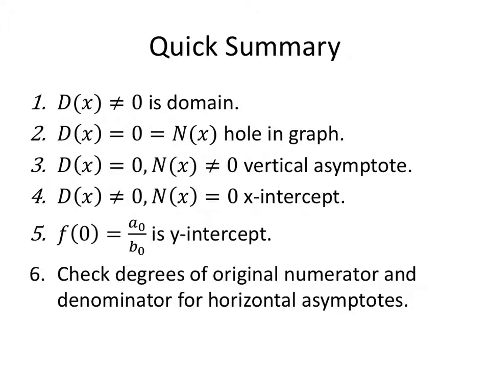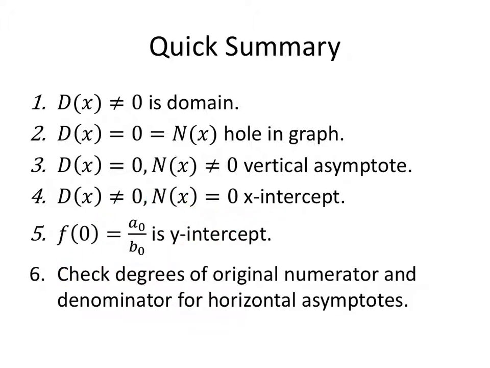Hit pause, because denominator not 0 is the domain. First thing I check: I factor my numerator and denominator, and where they're both 0, the common factor is where there's a hole in the graph. Denominator is 0, but numerator is not, that's going to lead to a vertical asymptote. Denominator not 0, but the numerator is, will give us an x-intercept.